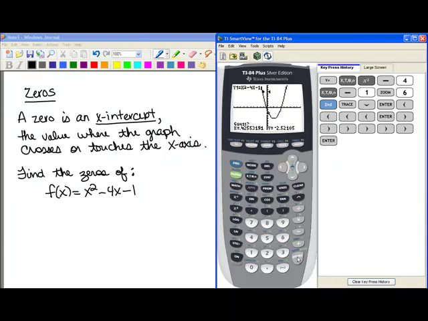Press enter. And then for the guess, I'm going to move the cursor back and get near where the function crosses the axis, right about there. Press enter one more time. And the zero is found as negative 0.236.